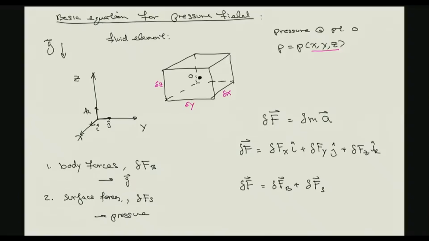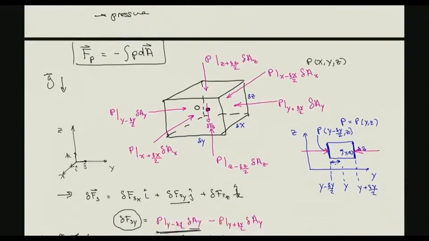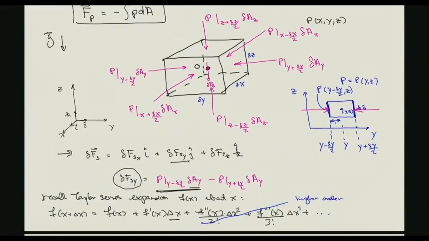There are also surface forces, and the surface force that acts over the surfaces of the fluid element is going to be due to pressure. So that's a main force to consider. So this resultant or net force can be broken up into the body force and the surface force. Now if we consider the forces acting, you can see that there's a body force here acting through the center of mass. So that's this delta F b.